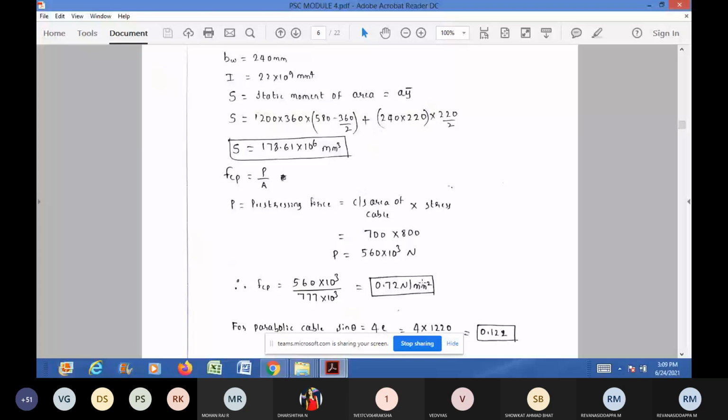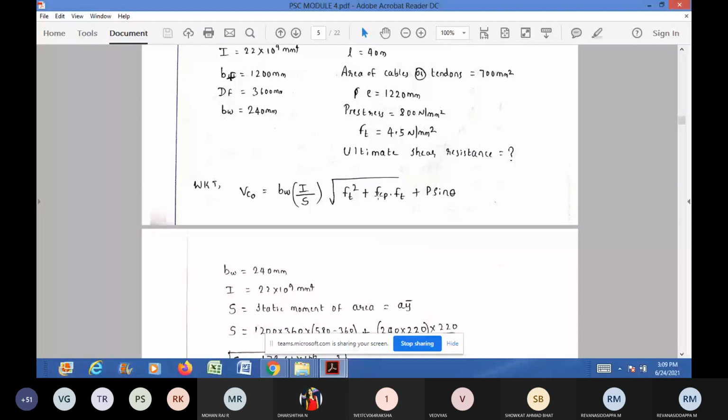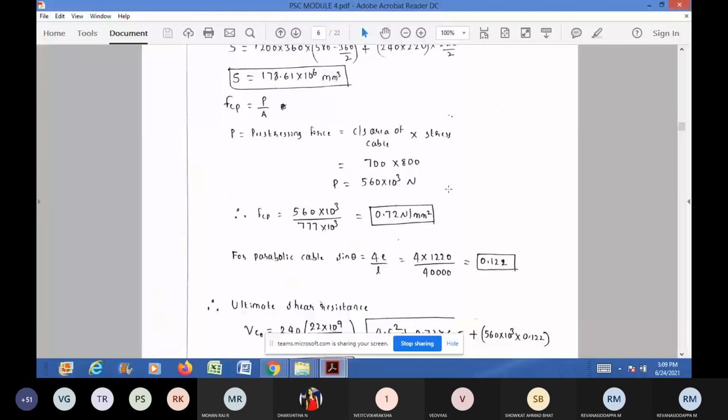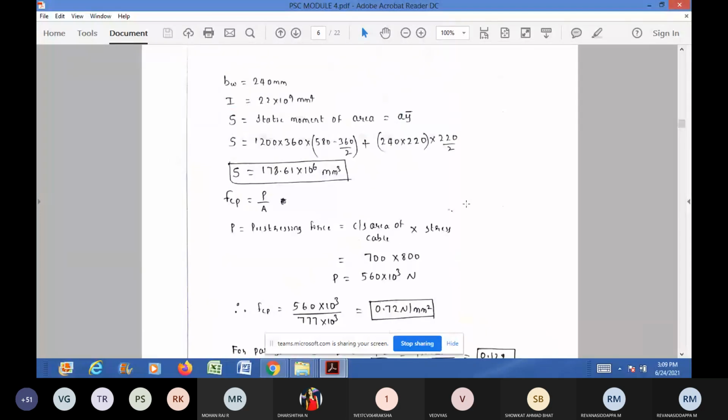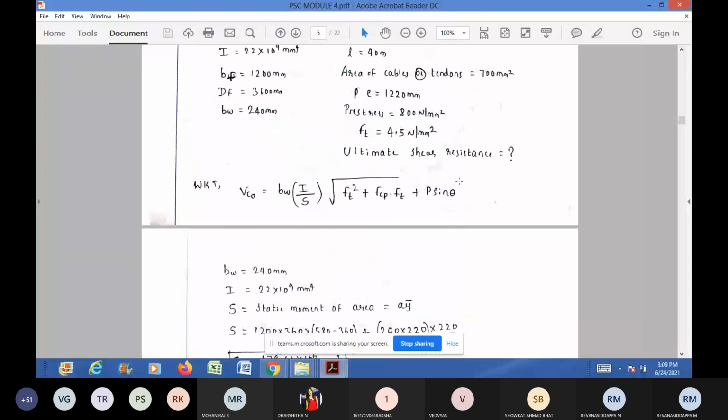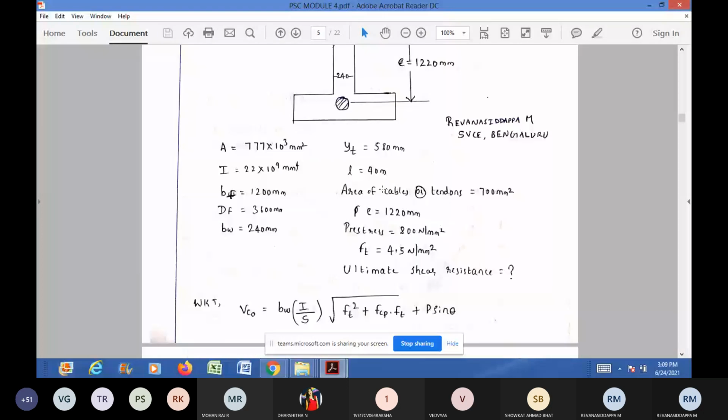Now BW is known. I is given. S we have calculated. FT is known. FCP also just now we have calculated. P already we have calculated. Sin theta we need to calculate. For sin theta it is 4E by L for a parabolic cable. Eccentricity is given as 1220 mm. Substitute and you will get the sin theta value.